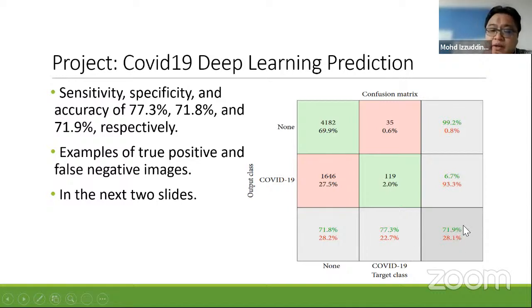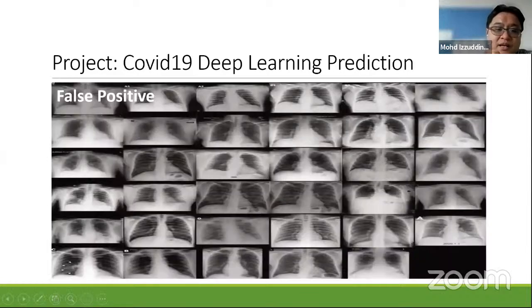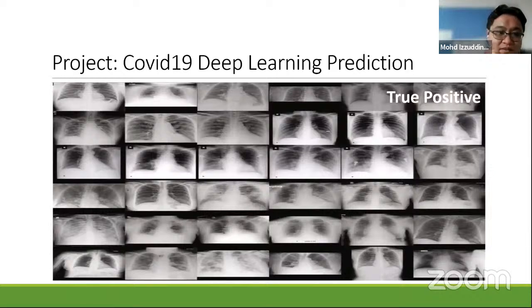So it's quite okay, because we don't have all the images from COVID. If we had that, I think the result would have been better, right? So let's look at an example of a true positive and a false negative. This is an example of X-ray images with a true positive. And then how about the false negative, false positive, right? These are the images with a false positive. So do you find any differences between them?